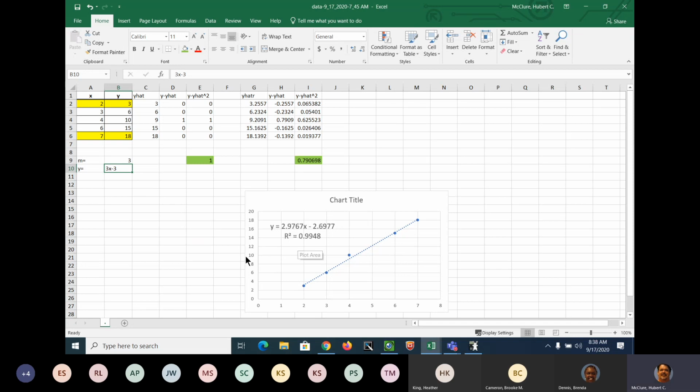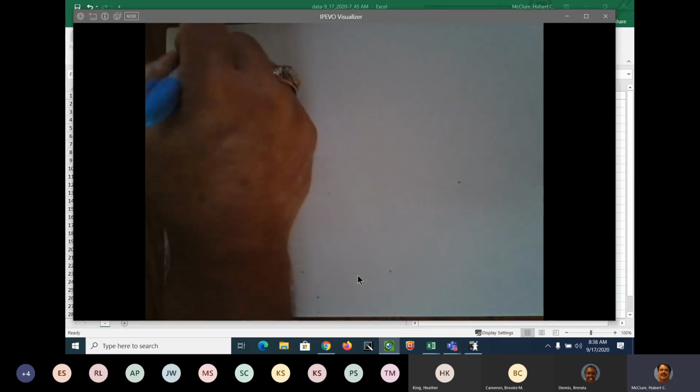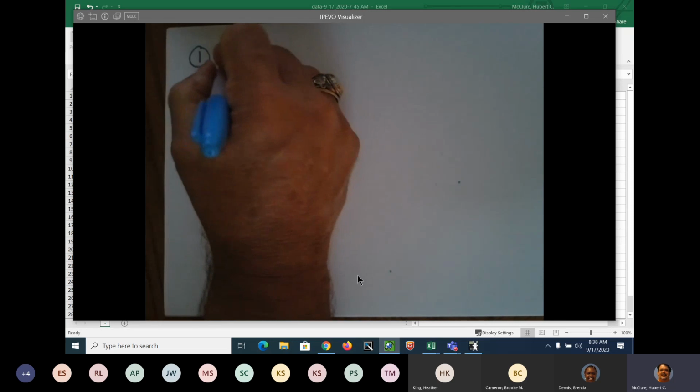And let's go ahead and find R also. R is equal to 0.9948 raised to the 0.5 power. Okay. All right. Now, all of you should be saying to yourself, I can handle all that. Okay, let's go down the list and let's write down what we just did. 1, we graph the points.